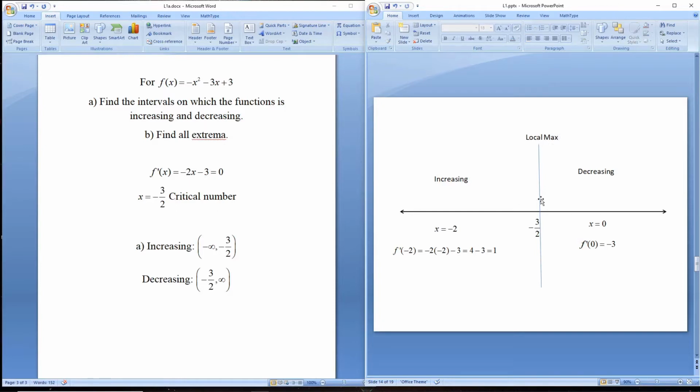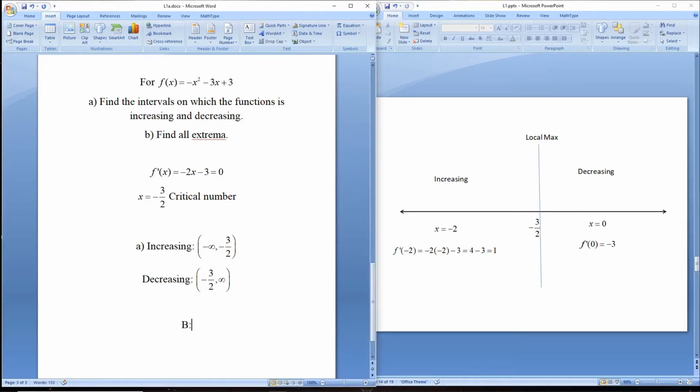And so we identified all local extrema. There's only one critical number, and it's a local max. No local mins. So what about global?